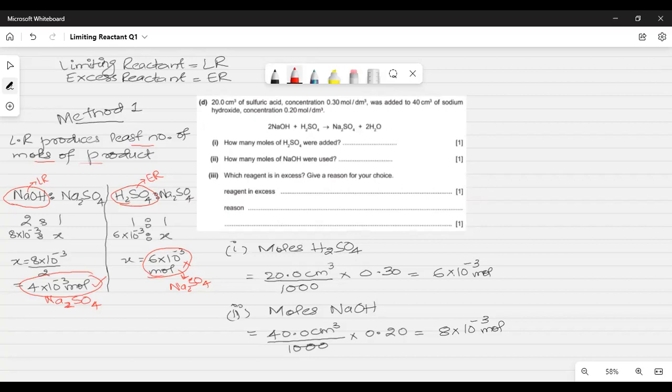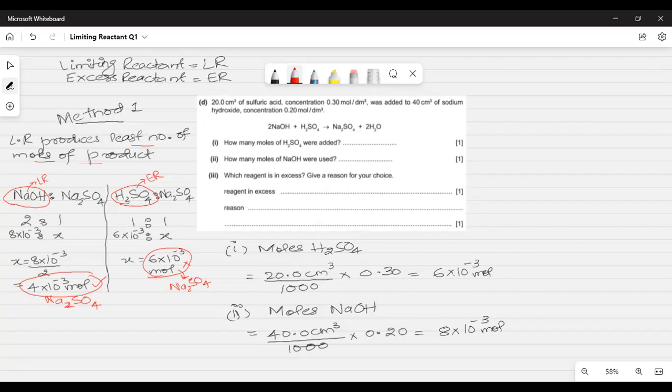The rest of the reasoning is perfectly fine. And I said your reasoning is fine because at the start of your sentence, you quoted the value 4 into 10 raised to power minus 3 moles. The point I was trying to make is that you need to quote 4 into 10 raised to power minus 3 moles of Na2SO4 formed. That's about it. That's the only small change I wanted in your own answer. Okay, make sense? Yes, sir.